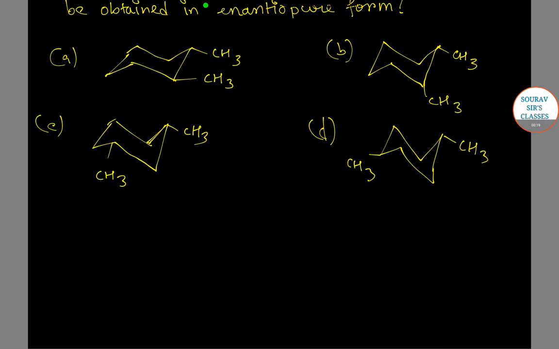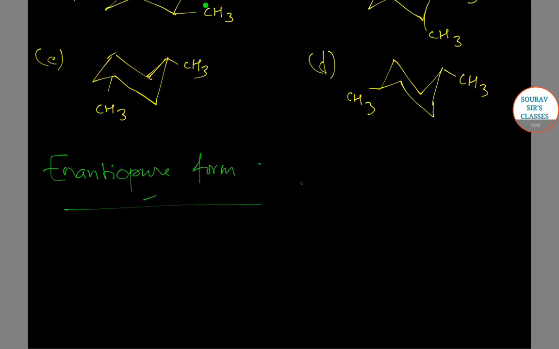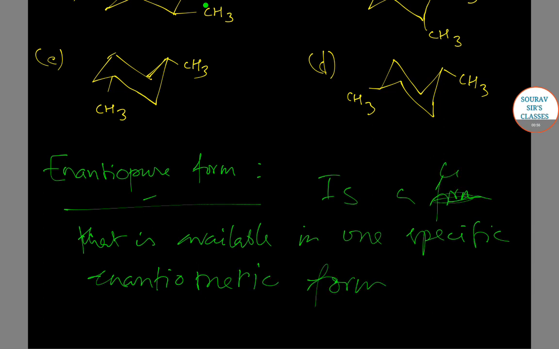So this is basically a theoretical question and we have to know what an enantiopure form is first. An enantiopure form is a form that is available in one specific enantiomeric form. It's a compound.